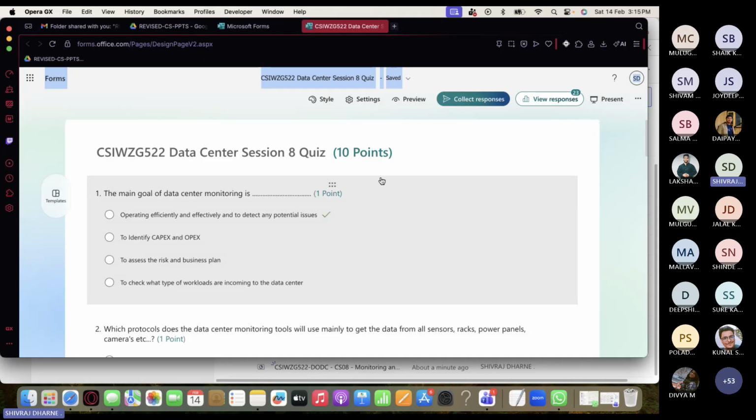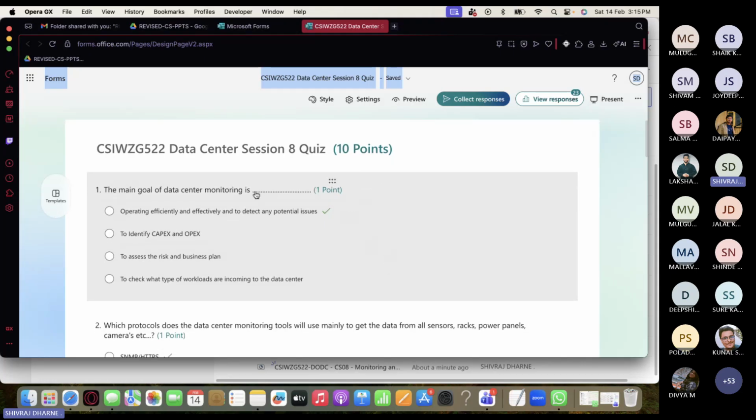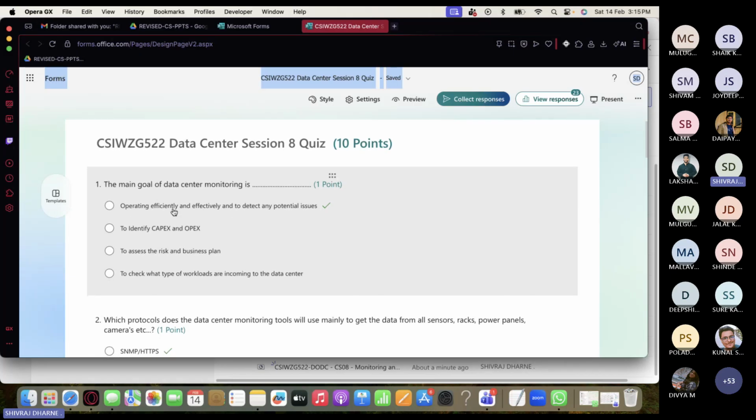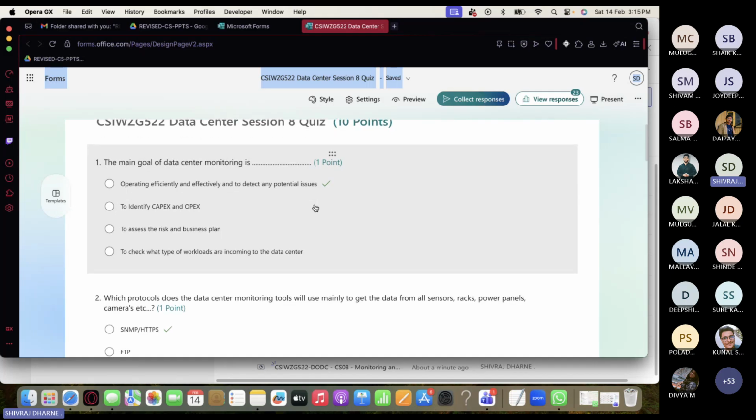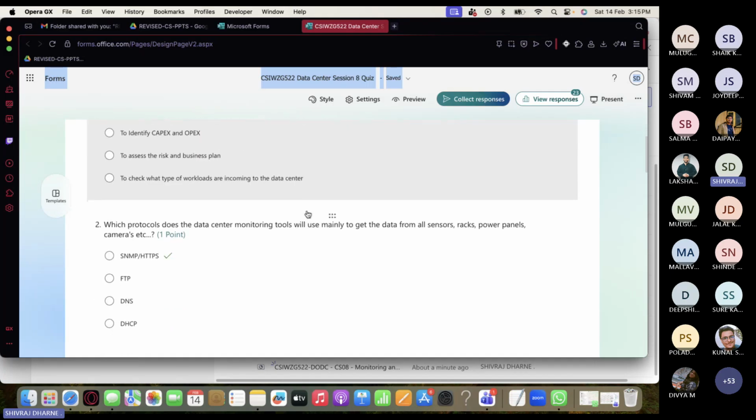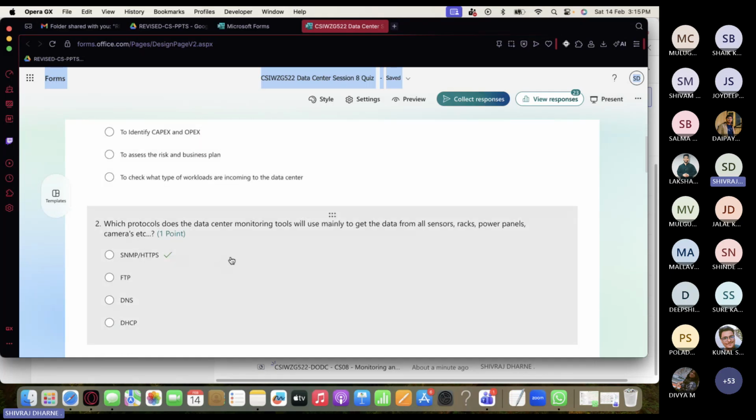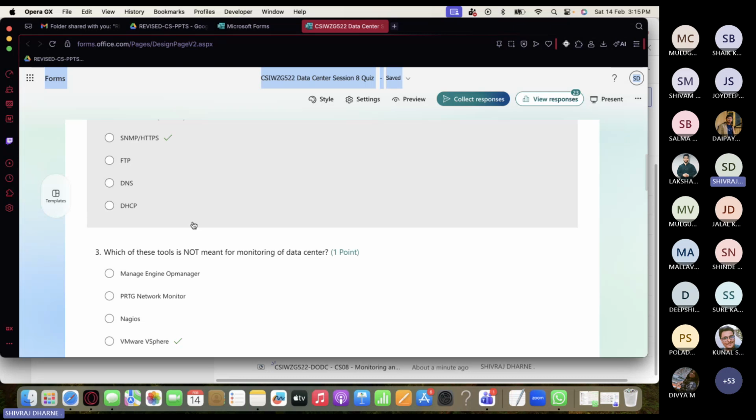Okay. But you can see my screen. You can see all these answers are correct. Can you match? I'll just go through it so that all of you can verify your answers. So the main goal for data center monitoring is operating efficiently and effectively and to detect any potential issue. That is first. Second, which protocols: SNMP. I have given a detailed explanation on the HTTPS, right?